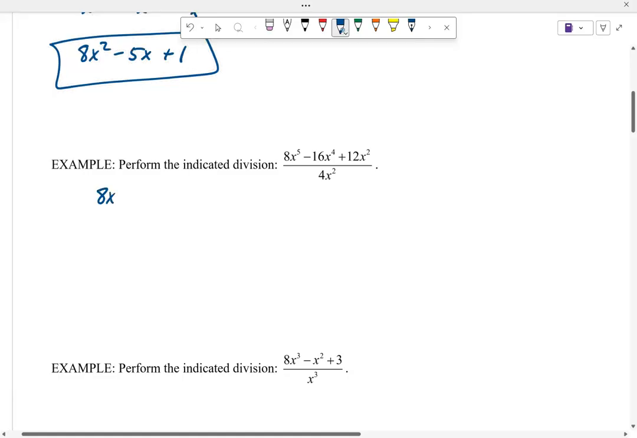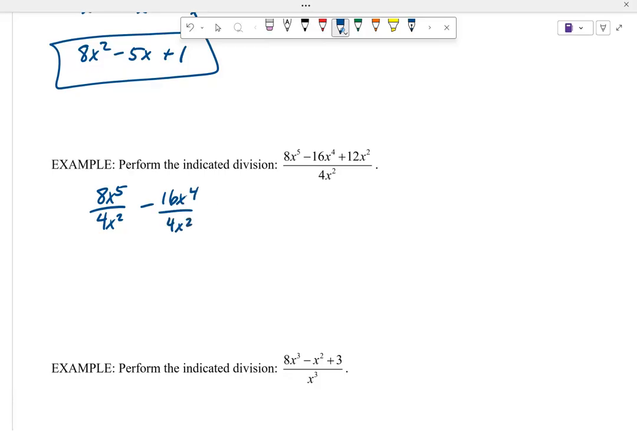Same thing here. We've got 8x to the fifth, all over this common denominator. So it leaves 8 over 4, 2. I've got 5 x's on the top, 2 on the bottom, so I'll be left with x cubed on the top. minus 4x squared plus 3.